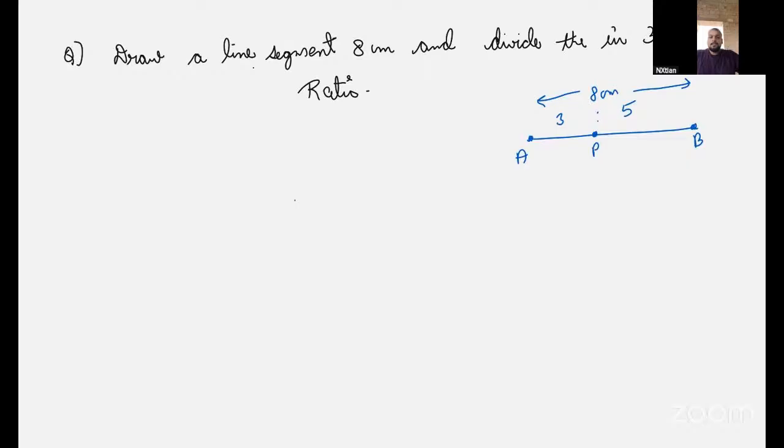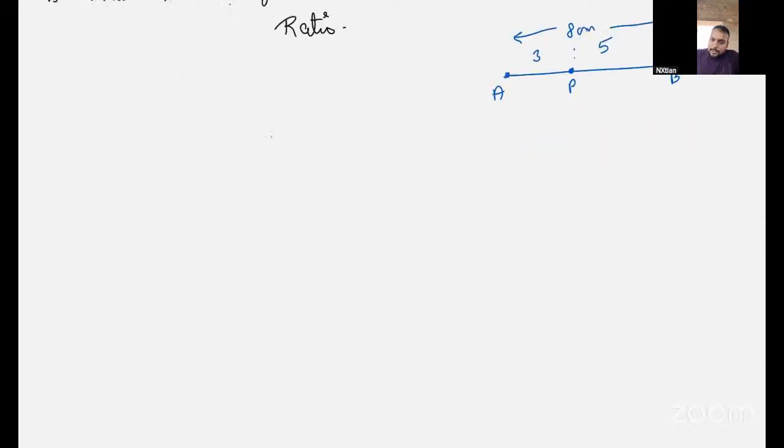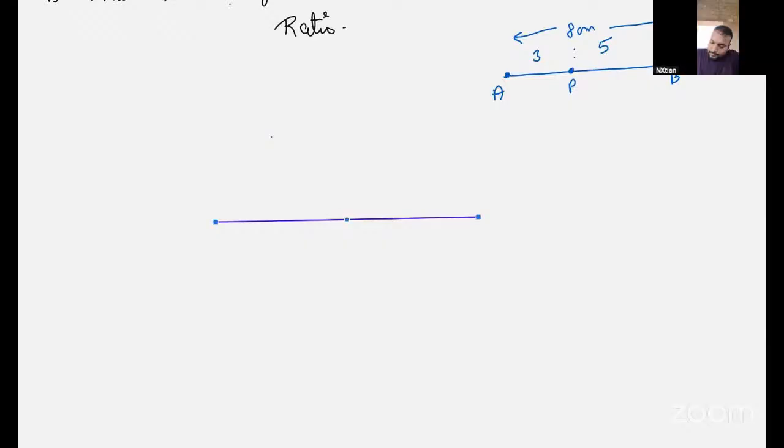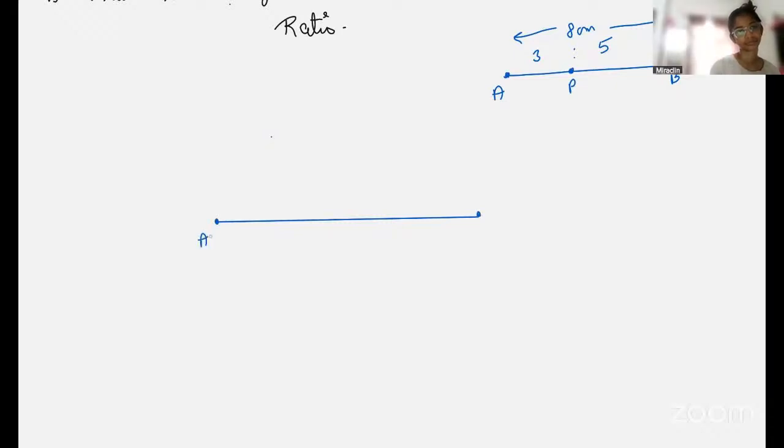Yes, guys. So, Miracle, what is the first step? Draw a line segment. Name it as AB. Then draw an acute angle at A. So, first is draw line segment AB. How many centimeters? 8 centimeter. Yes, you have to say like that.